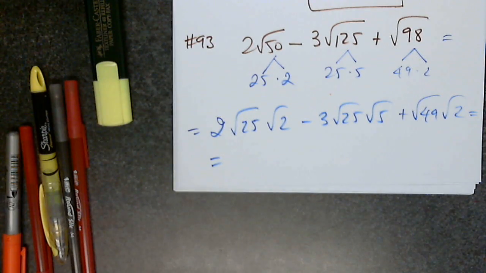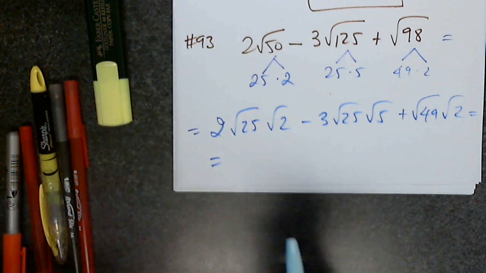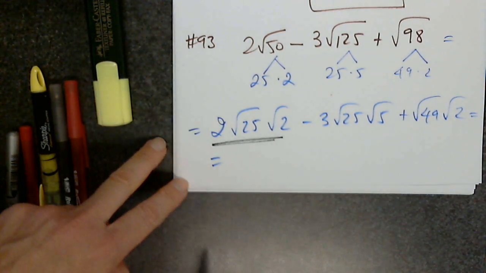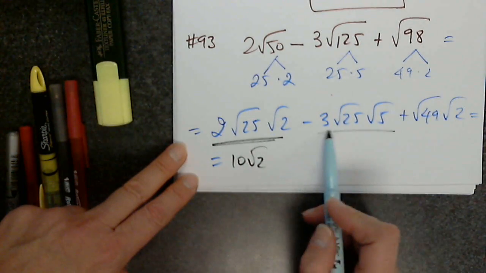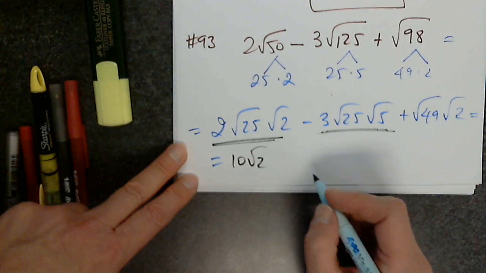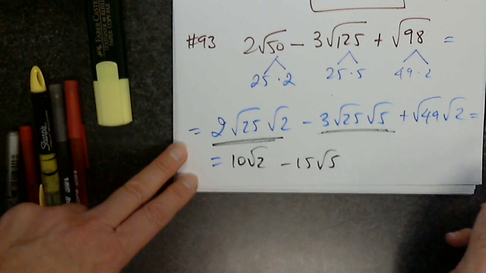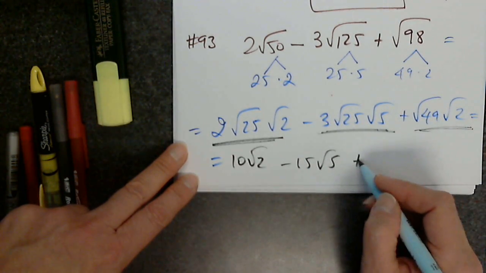Okay, then. How will you simplify the very first one? 10 the square root of 2. How will you simplify the second one? Minus 15 the square root of 5. And the last one?